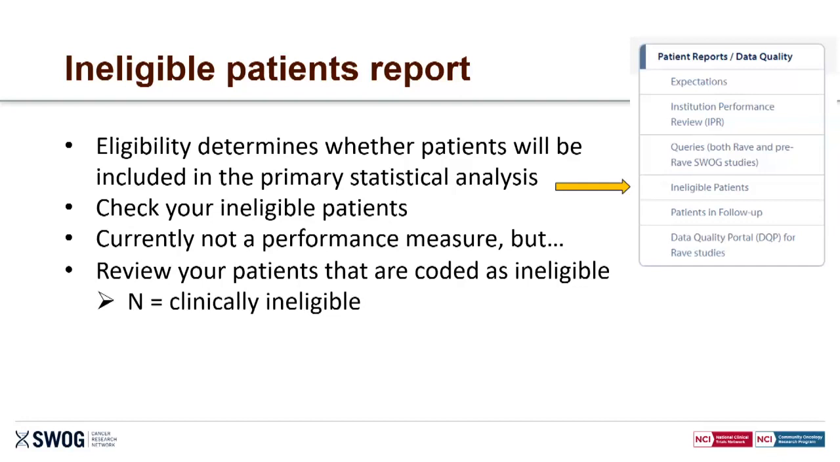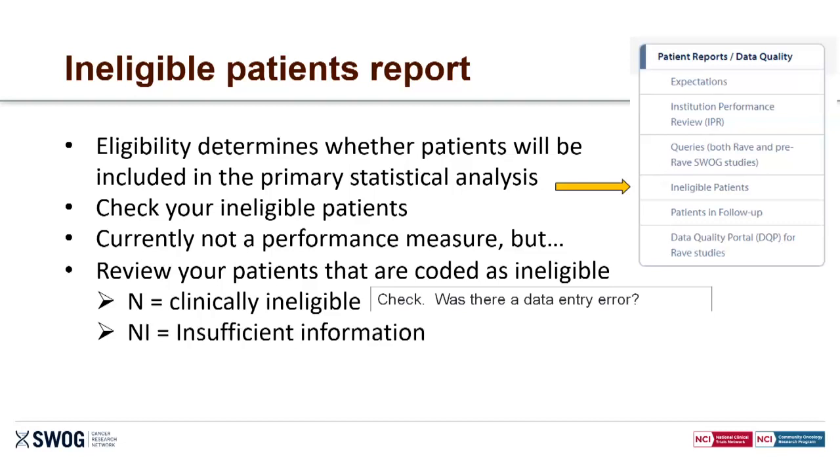So we have 3 different categories of ineligibility. So we have something called N, meaning patients clinically ineligible. But check, is there a data entry error? Maybe the data coordinator is looking at something and the value is supposed to be less than 20, and you've entered 71 rather than 17. So check your data, make sure that, oh, I messed that up. I can fix that, and that patient will become eligible.